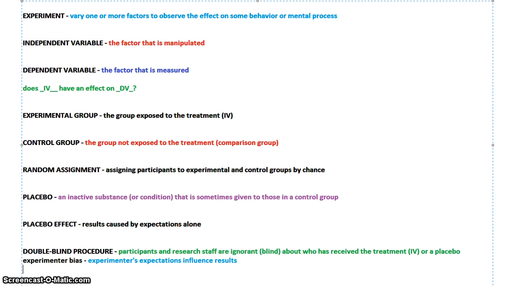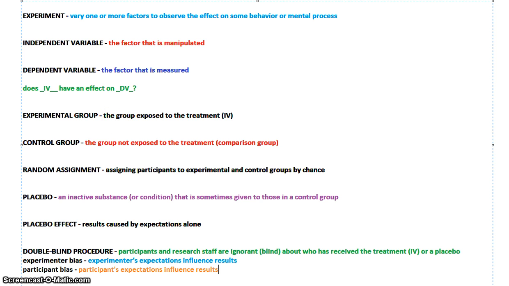And then you're also controlling with this for participant bias. Participant bias is when participants' expectations influence results. So it's the participants. If they think they're in the experimental group, it'll have an effect. If they think they're in the control group, it has an effect. So if they don't know, it can't have an effect. And in a double-blind study, both the experimenter and the participant are blind as to who is in the experimental group and who's in the control group.